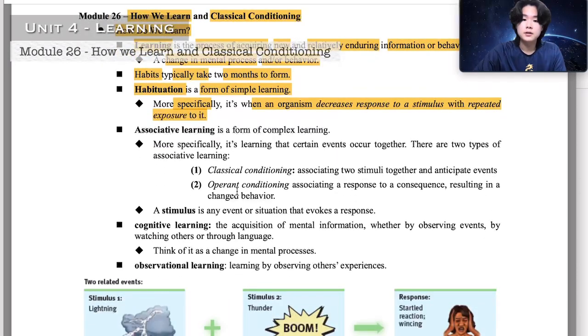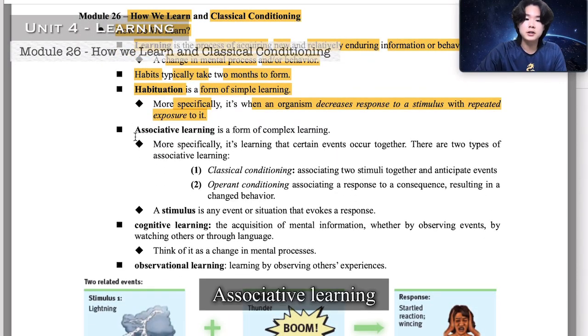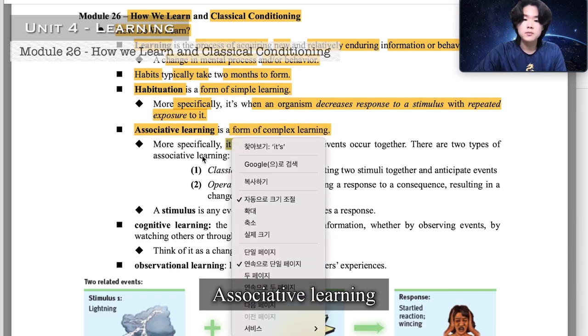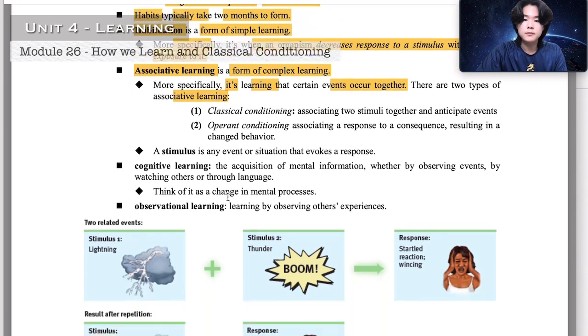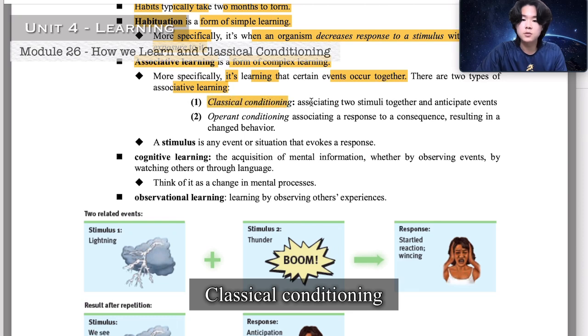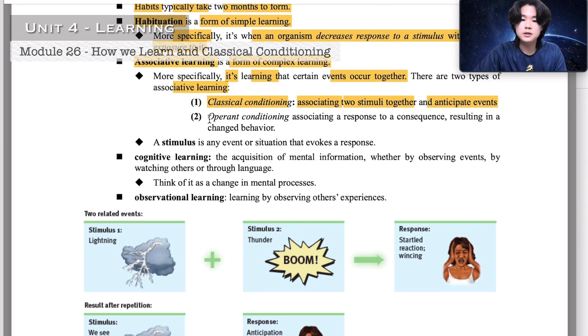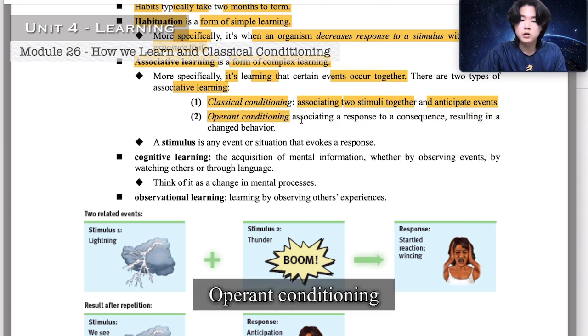The next thing that we're going to look at is associative learning, which is a form of complex learning. More specifically, it's learning that certain events occur together. Now, there are 2 types of associative learning. The first type is called classical conditioning, which is the association of 2 stimuli together and, as a consequence, anticipating events to occur. The second type is called operant conditioning, which is associating a response to a consequence resulting in a changed behavior.